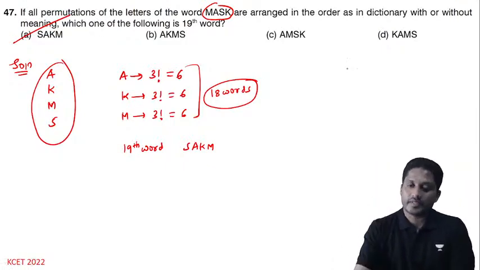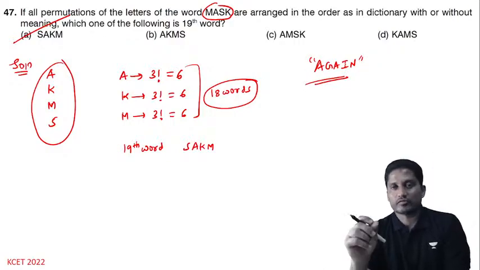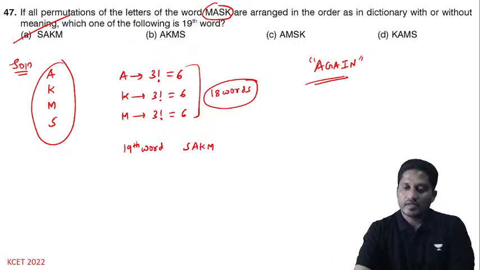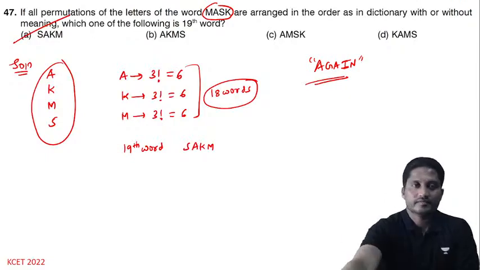Miscellaneous exercise example: if all the letters of the word AGAIN are arranged in a dictionary, what will be the 50th word? Go through the NCERT textbook. There's one miscellaneous example. Letters of the word AGAIN should be arranged in a dictionary. What will be the 50th word?